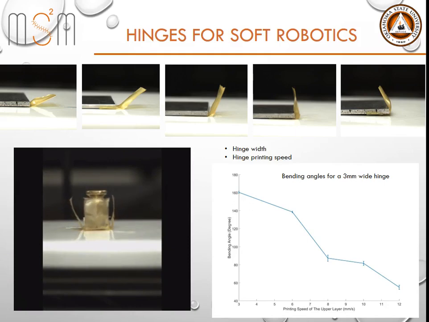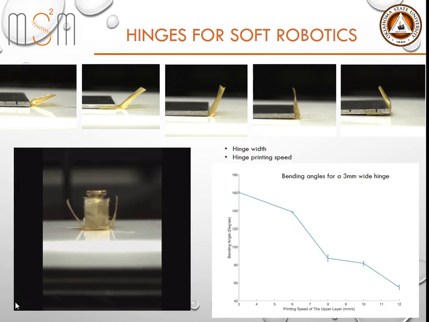Hinges are a very important part of soft robotics. We manufactured 4D printed bilayer LCE hinges with orthogonally printed layers. The images on the top show different angles of bending generated by different hinges. The bending angle mainly depends on two parameters: hinge width and the printing speed.